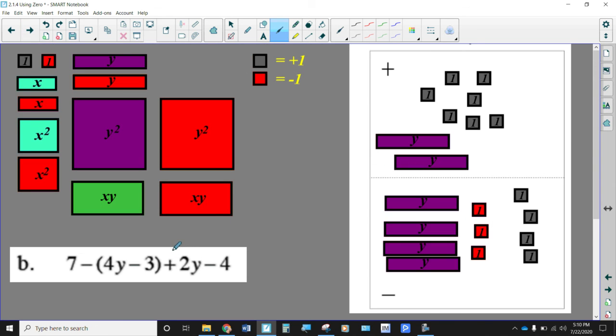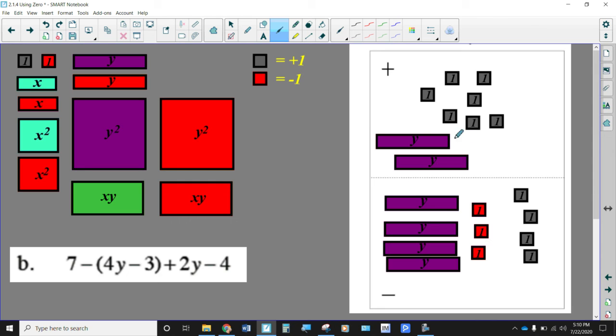This one's a little bit trickier. I had to think about this a little bit. So remember, anything that's a positive or being added goes in the top region. So I've got my 7, 1, 2, 3, 4, 5, 6, 7. And then let's come down here, in this we're subtracting away 4 y's and 3 negative 1's. So minus 4y minus negative 3.